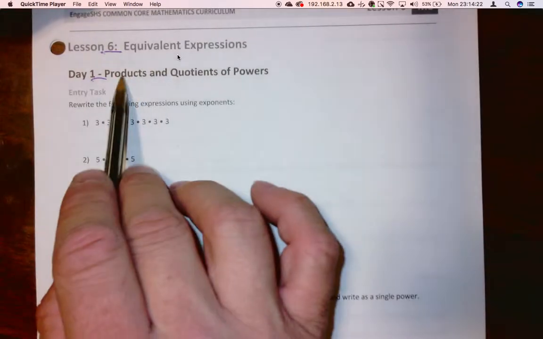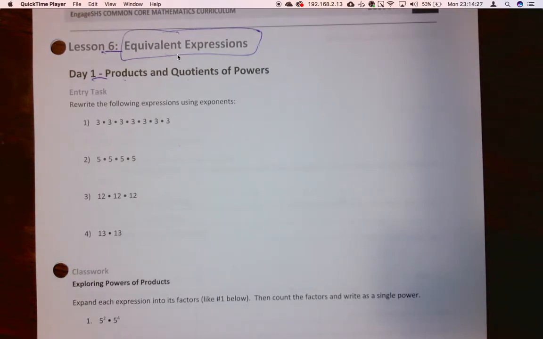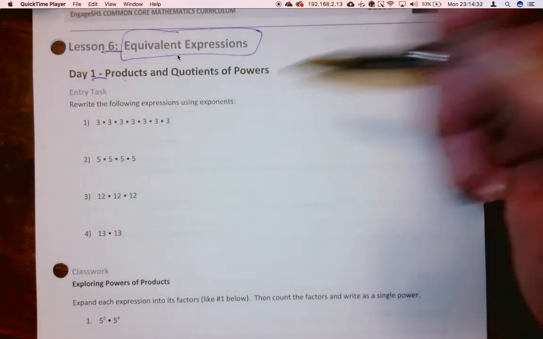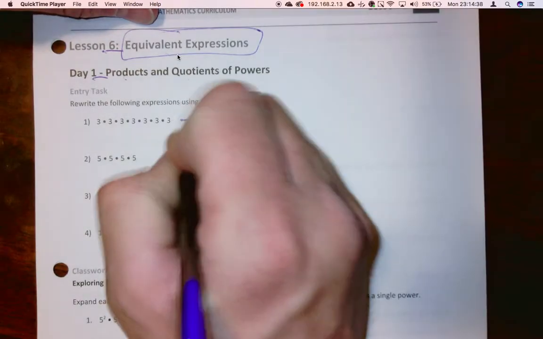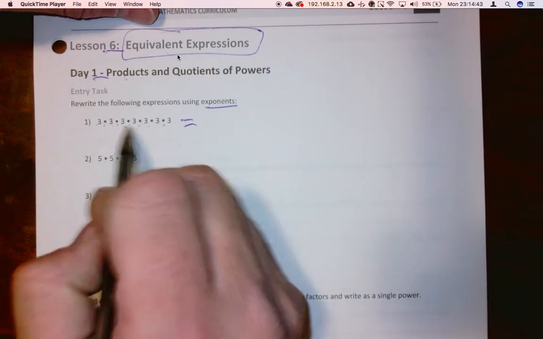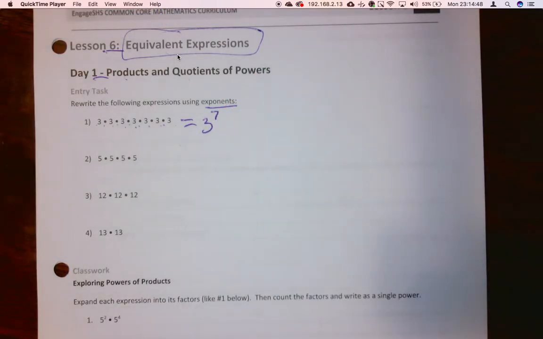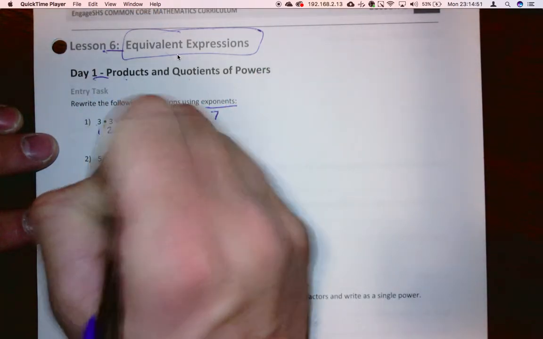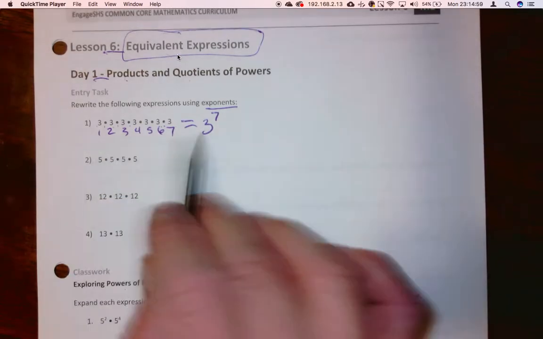Here we go with properties and quotients of powers. We got this idea around equivalent expressions, how we can modify an expression to make two things that are equal. And the beginning element of this should be something of a review, but it's a concept around what exponents actually tell us. If you're multiplying repeatedly 1, 2, 3, 4, 5, 6 times multiplying, that's 1, 2, 3, 4, 5, 6, 7 of these threes. An exponent tells us how many threes there are. 1, 2, 3, 4, 5, 6, 7. So it's your job to be able to identify the exponent based upon the number of times something repeats.